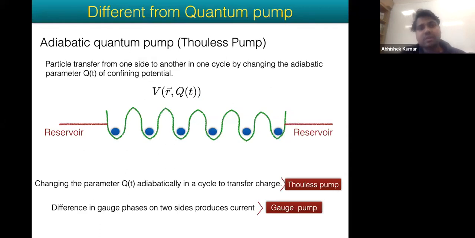This is different from what we know about the Thouless pump. In a Thouless pump, we have two reservoirs and some periodic confining potential that depends on some parameter. When we change the parameter adiabatically, we can transfer charge or particles from one side to another. In the case of a gauge pump, even just a difference in the gauge phases can produce a current.